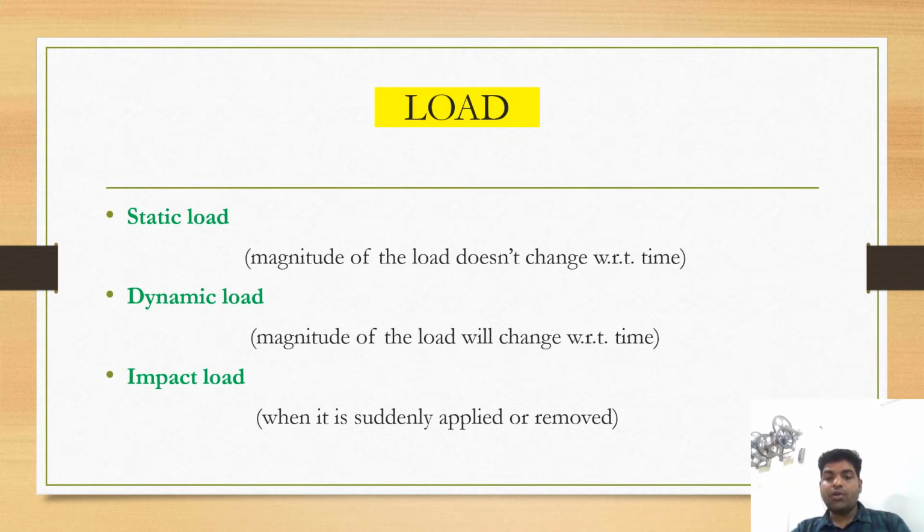But impact load, we can also say is sudden load, when it is suddenly applied and removed within a fraction of time. You cannot imagine whether the load is applied or not. Within a fraction of time it is applied, then it is removed. This type of load we can say is impact load. So in machine design, basically there are three types of load. One is static load, second is dynamic load, and third is impact load.